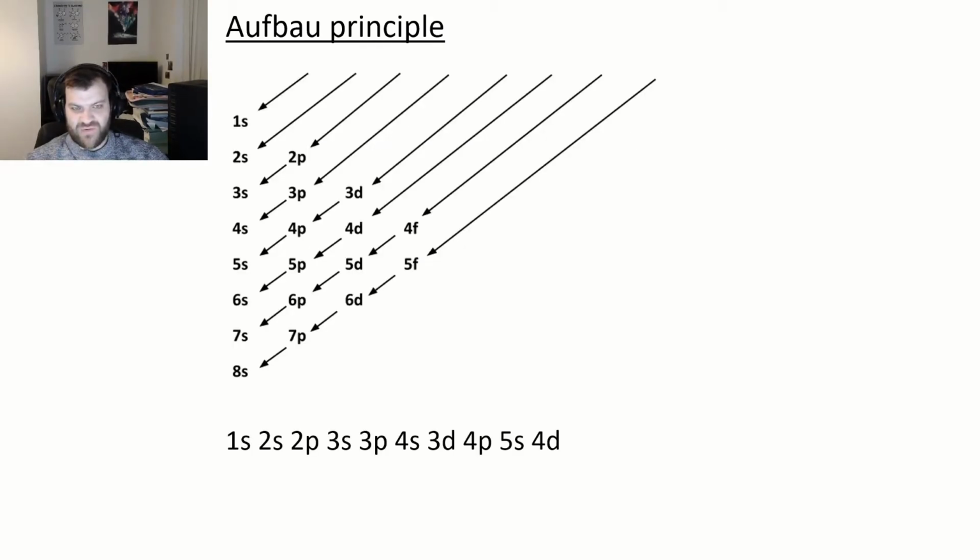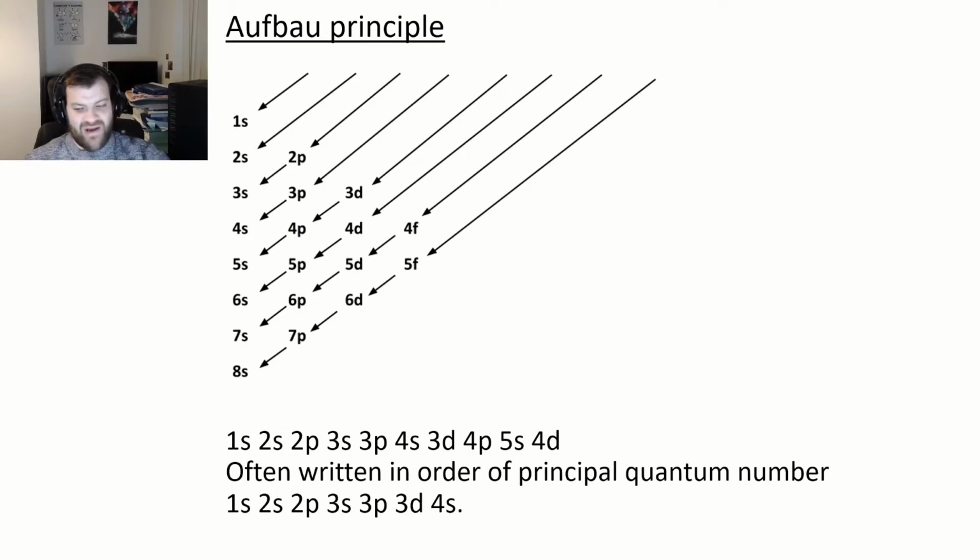You need to be able to write the order in which these orbitals will be filled, and one way of doing that would be to write out different possible options, and then use a diagonally sloping arrow, which shows us the order that we are going to fill them in. So we have 1s, 2s, 2p, 3s, 3p, and 4s, and then 3d. This is often written in order of principal quantum number.